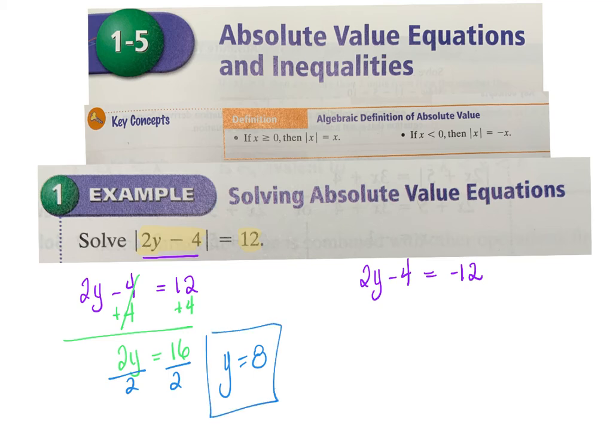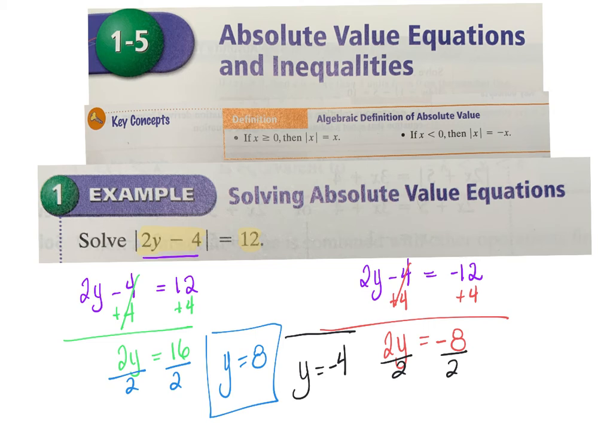And then you're going to do the same thing to the other equation. You're going to add 4 to both sides. You will get 2y equals negative 8. And then divide by that 2, and you will get y equals negative 4. So your two answers here are 8 and negative 4. Those are your two options.